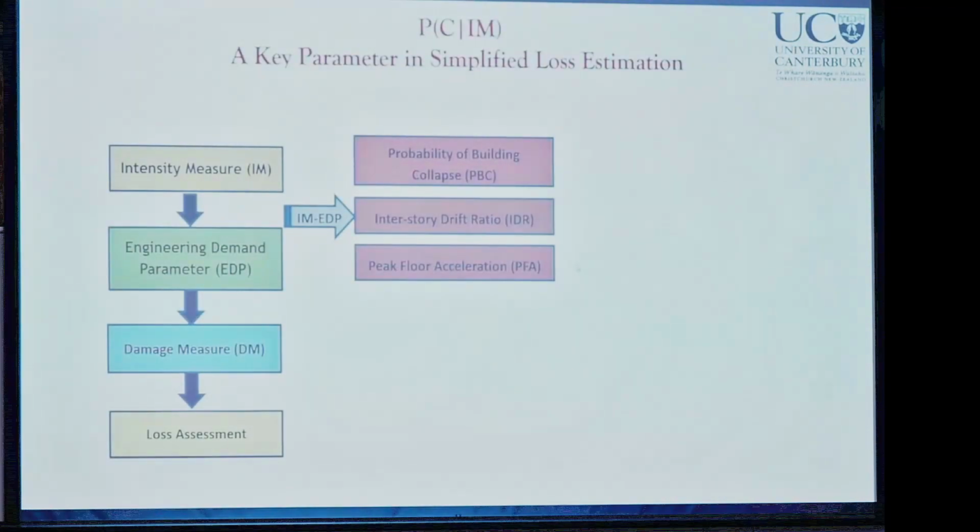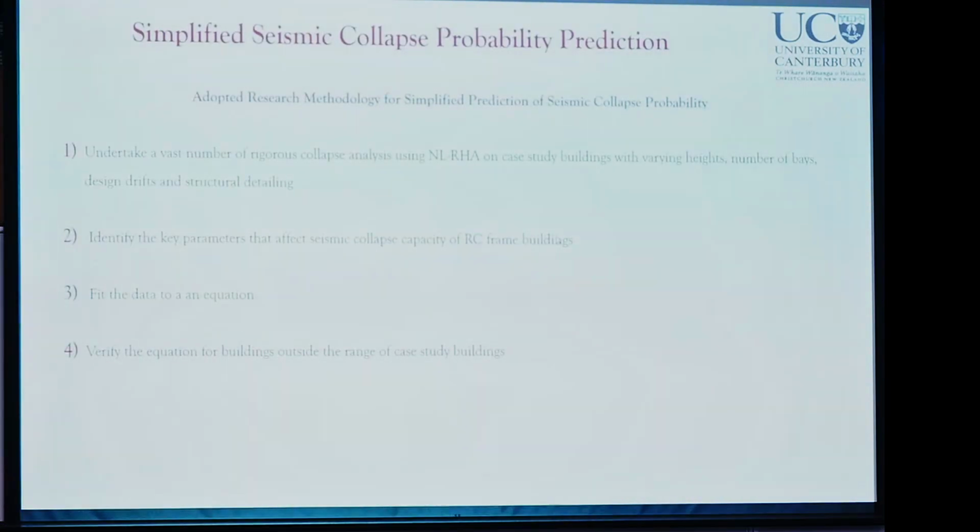From here, the focus of the research is shifted to prediction of probability of building collapse. Again, I've just summarized the steps in the loss assessment, and as you can see here, prediction of probability of building collapse is an important step, as you could also see in that example. The purpose here is to develop a simplified equation for prediction of probability of collapse of buildings at a given hazard level. In order to reach that objective, we have adopted this research methodology that I've listed here.